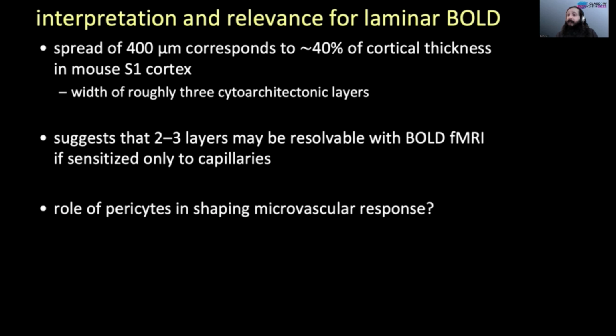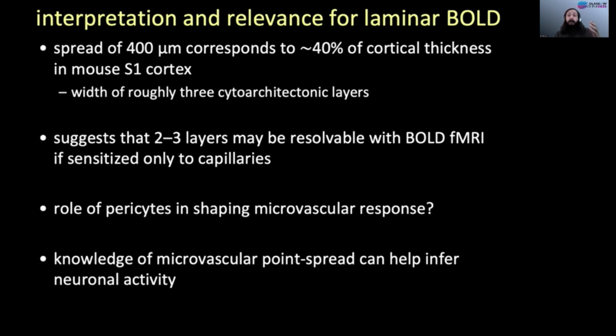Now, knowledge of this microvascular point spread could potentially help infer the locus of neural activity for measured fMRI data, and with clever experimental design and analysis informed by these simulations, we should be able to better localize the activated layer or layers. Now, the vascular architecture is quite different between mouse and human. However, we have seen some evidence for translaminar capillaries in humans, so we think that they are relevant to the biological resolution of human fMRI as well.